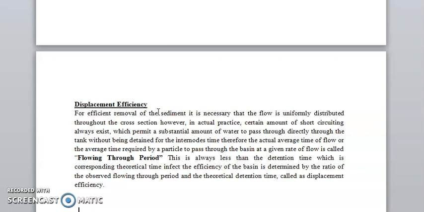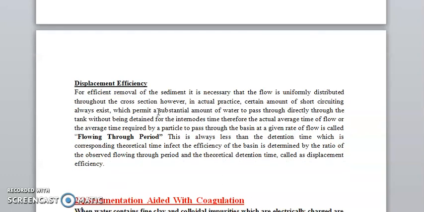The efficiency of the basin is determined by the ratio of the flowing through period to the corresponding theoretical detention time. It is also called displacement efficiency.